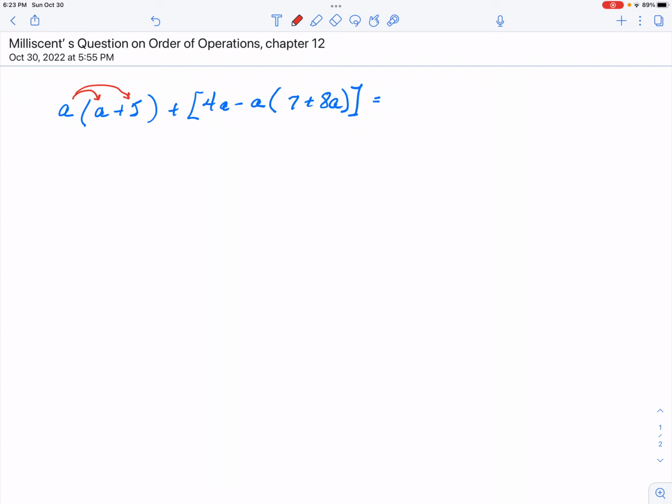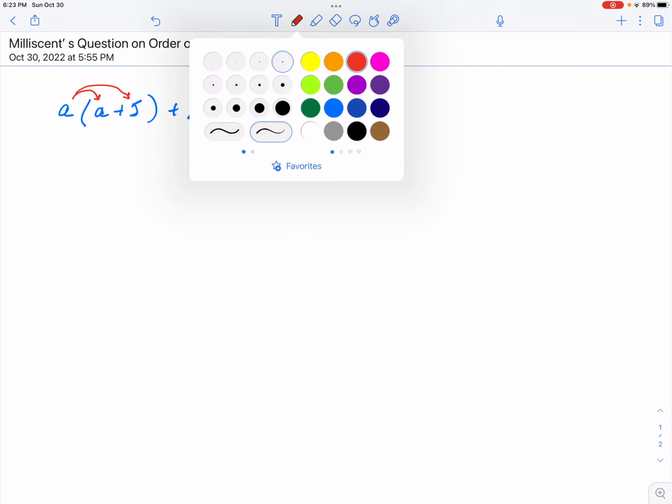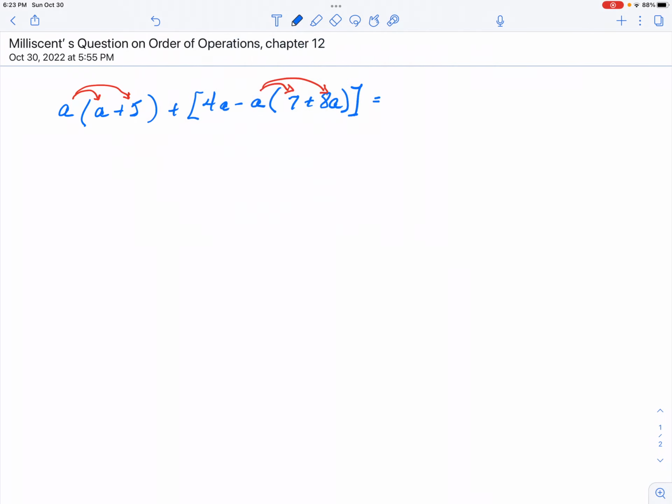I want you to see the distributive property here, where we're going to be multiplying the value that sits out in front of the parentheses. We're going to multiply everything inside the parentheses by that value. So that's going to be the first step that you see me complete.